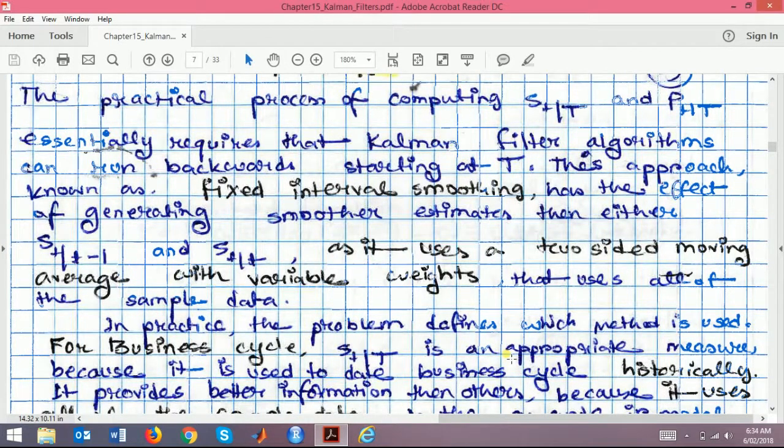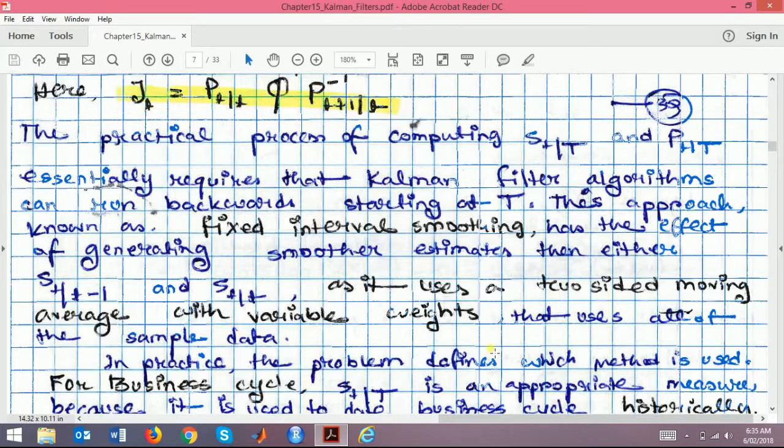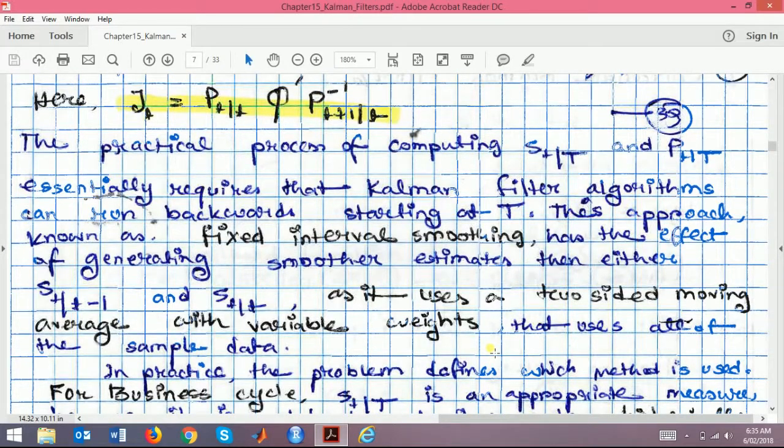This approach, known as fixed interval smoothing, has the effect of generating smoother estimates than either S10 or S00. So fixed interval smoothing is actually running the whole thing backward, because inside the components we are talking about P2 for the entire time period or S2 for the entire time period, differenced with P21 or S21. That is all to remember. J, on the other hand, is P11 phi transpose divided by P21.